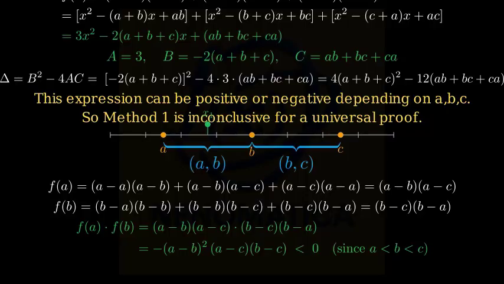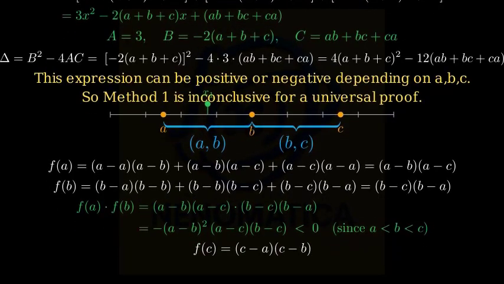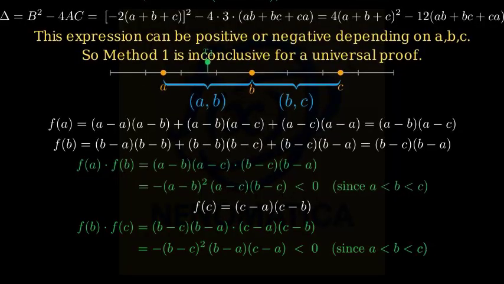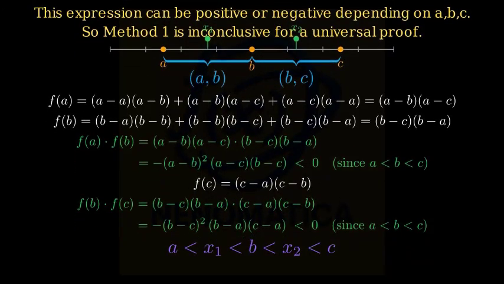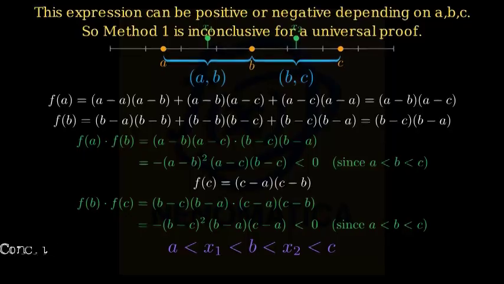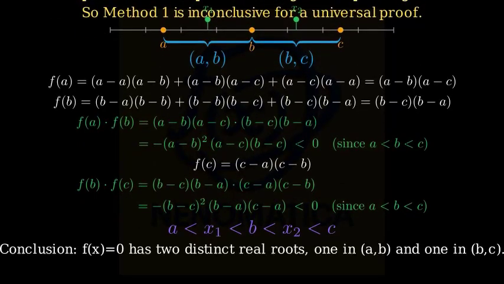Next, evaluate f at c. We have f of c equals (c minus a) times (c minus b). Consider f of b times f of c and determine its sign. Since the product is negative, another root x2 lies strictly between b and c. Putting these together, we have one root strictly between a and b, and the other strictly between b and c. That is, a is less than x1, less than b, less than x2, less than c. Therefore, the equation f of x equals 0 has two distinct real roots located in those intervals.